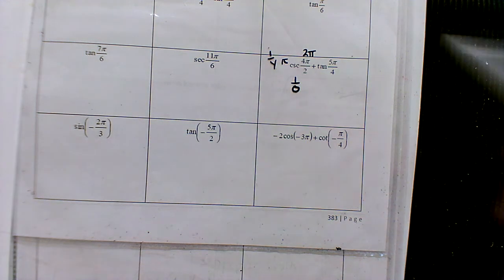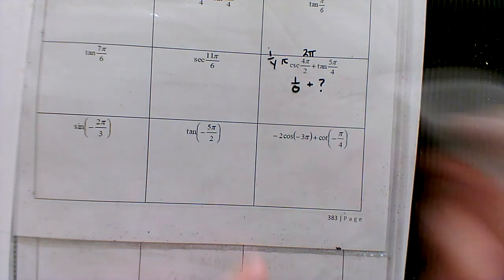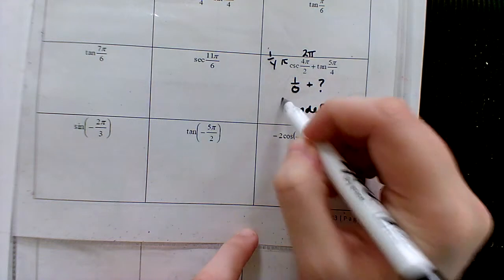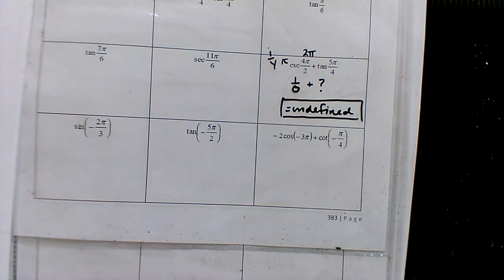Yeah? Undefined. So we're taking some undefined value plus something else. Doesn't really matter what else we add to it. It's still going to be an undefined value. So that's kind of nice because we don't have to figure out the other part. Okay, we're already having an undefined value. We'll just stop there.